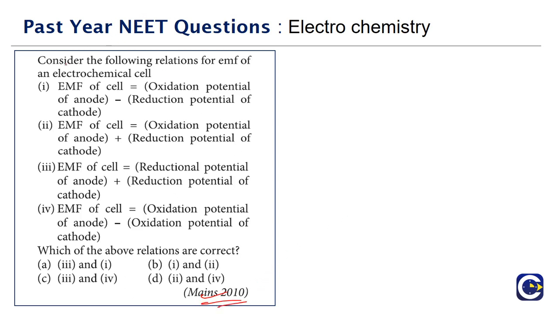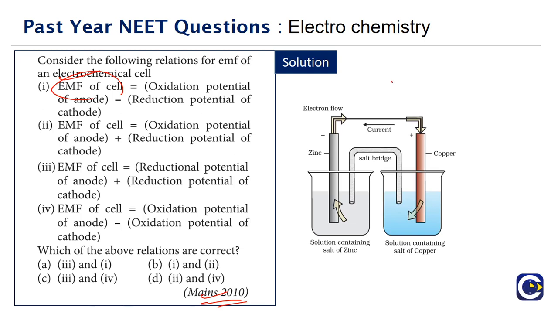It's a straight question, based on the fundamental idea of how do we find the EMF value of a cell. Consider the following relations for EMF of electrochemical cell. So what is an electrochemical cell? Like the Daniell cell, or any of these cells that use the chemical reaction happening inside the cell. In the Daniell cell we have a zinc electrode that will act as an anode. Always we will keep our anode on the LHS, and the copper electrode that will act as a cathode is generally kept in the RHS.